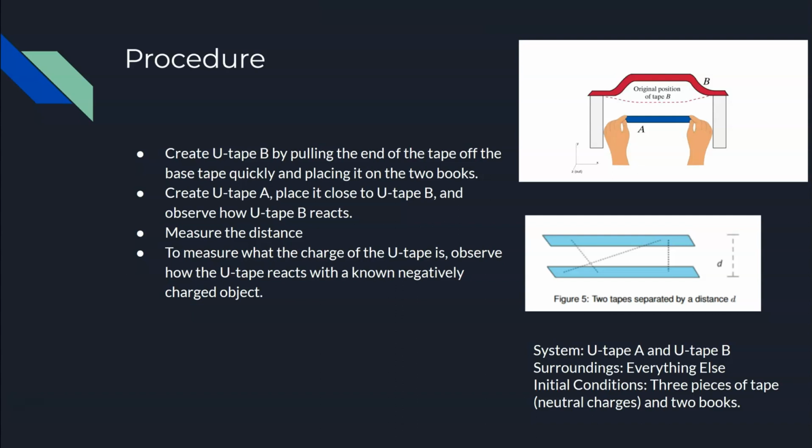The system for this experiment was U-tape A, U-tape B, and the two books, and the surroundings were everything else, and the initial conditions were the three pieces of tape and the two books.